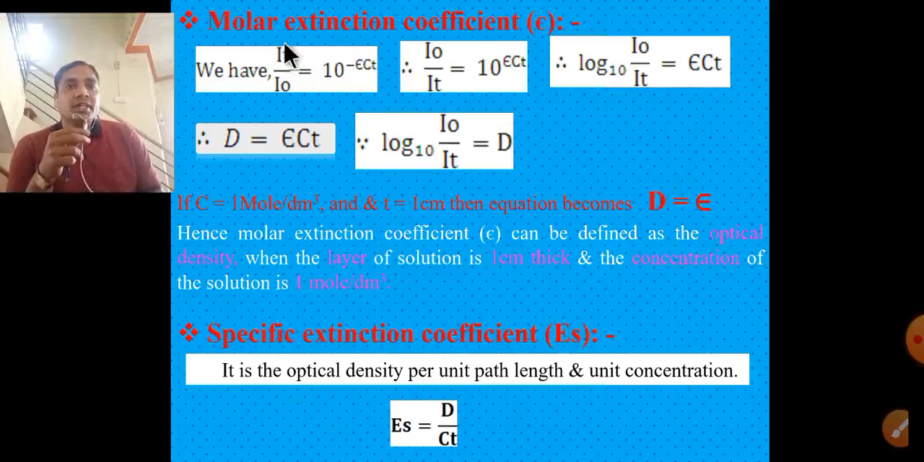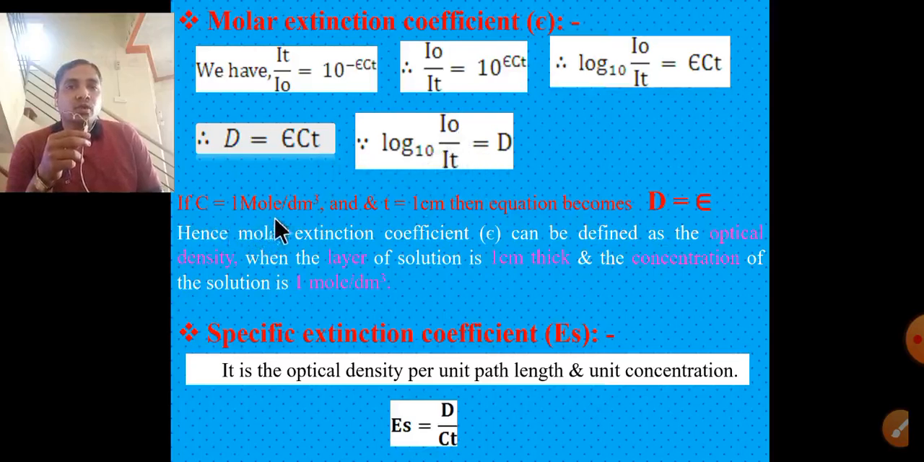Next term, molar extinction coefficient, symbol epsilon. We have from Beer's law, It upon I0 is equal to 10 raised to minus epsilon Ct. Therefore, I0 upon It is equal to 10 raised to epsilon Ct. Therefore, log base 10 of I0 upon It is equal to epsilon Ct. Therefore, D is equal to epsilon Ct.